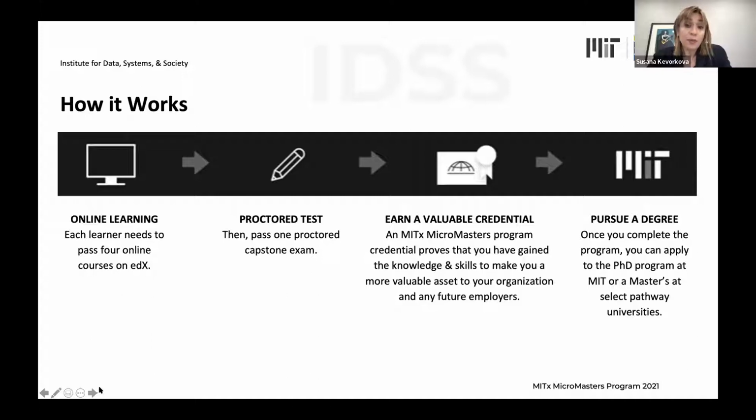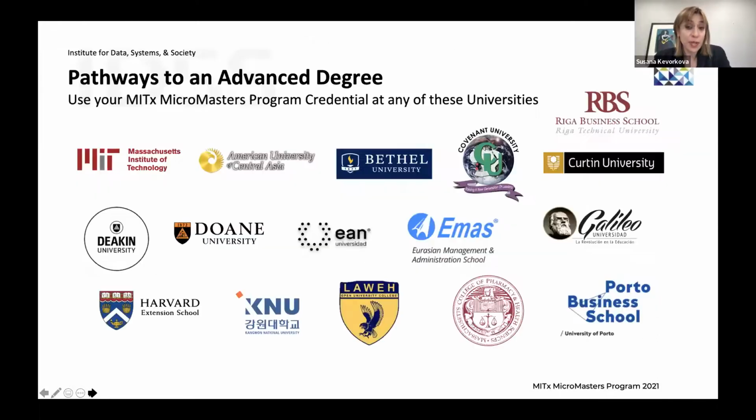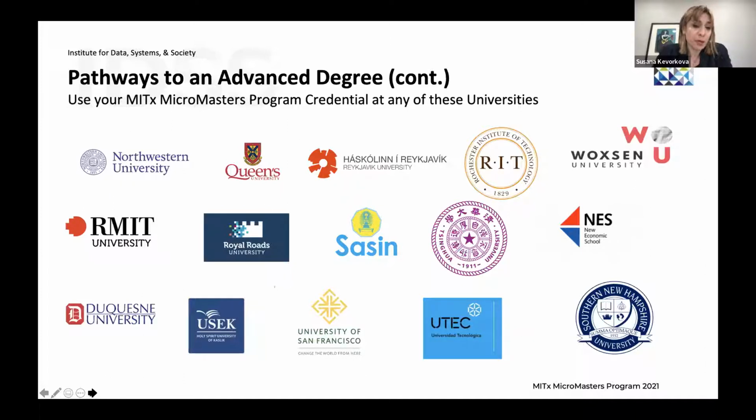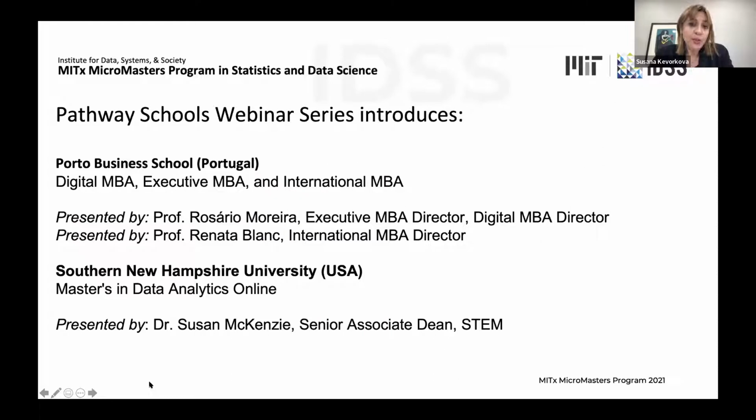And if you're interested in pursuing a further graduate degree, there are many pathway school programs. We have 30+ programs, and this is the list on this slide here. You will see a portion of them. And what we are going to be doing today is we have representation from 2 schools, and we will be talking in detail about how they integrate the MicroMasters credential into their program. So without further ado, I will jump into presenting to you the representatives from Porto Business School and the Southern New Hampshire University.